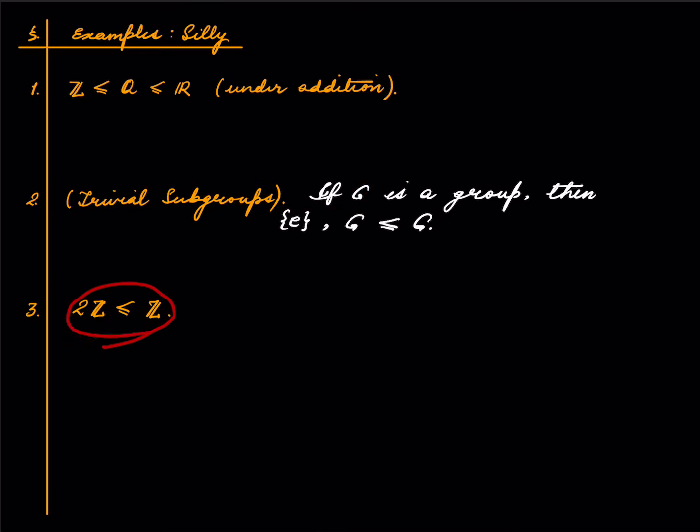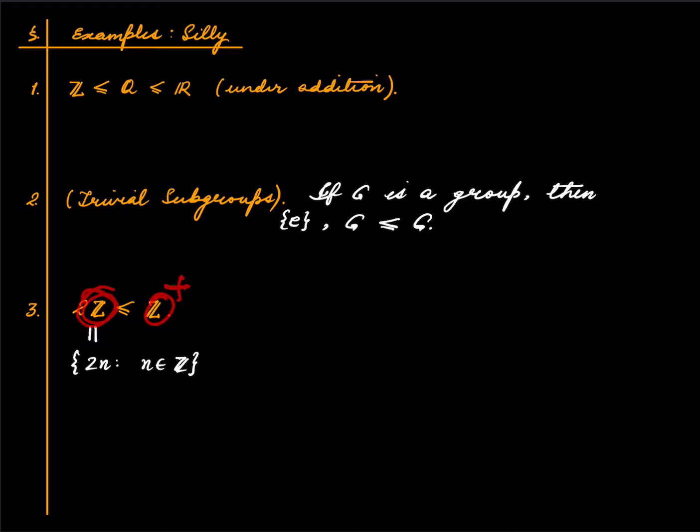All right, another somewhat silly example is this. What is 2Z? 2Z is all the even integers, so it's 2n for n in Z. If you add two even integers, you get an even integer. If you invert an even integer, you get an even integer. Therefore, this is also a subgroup of Z.